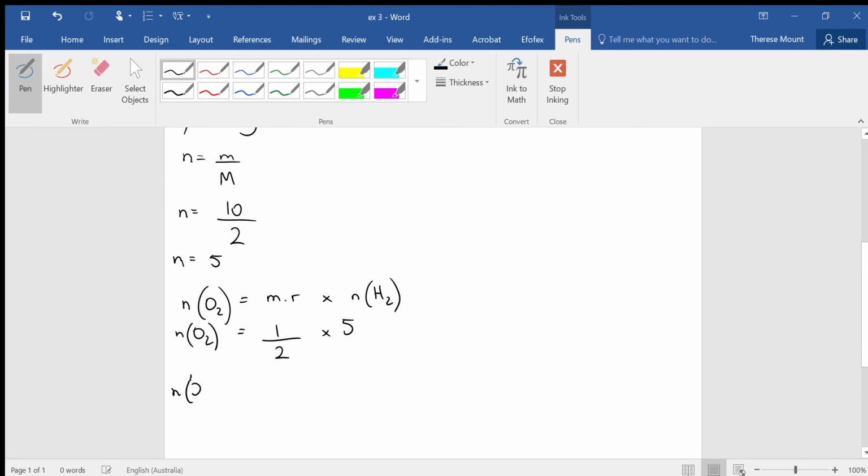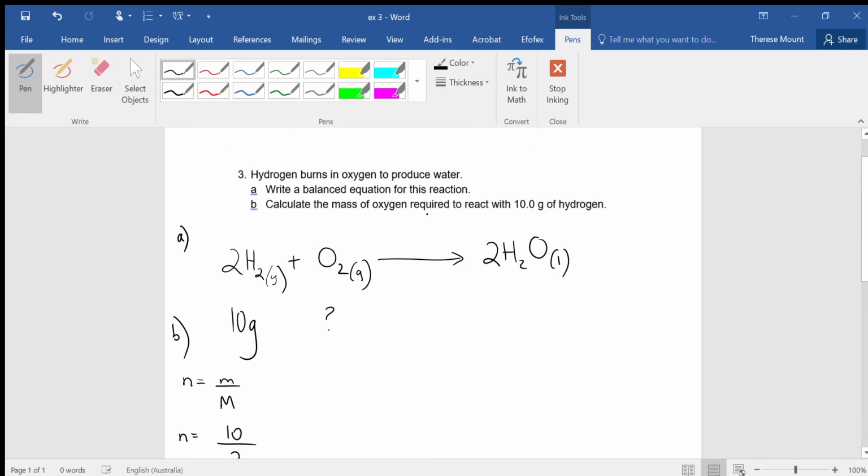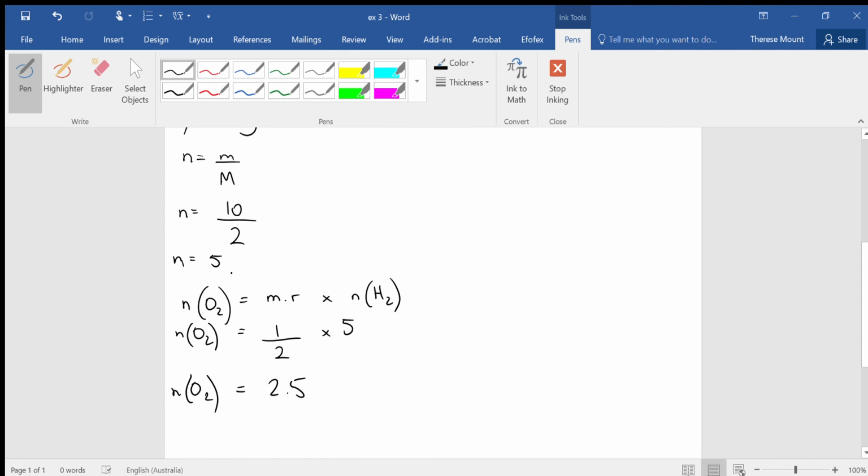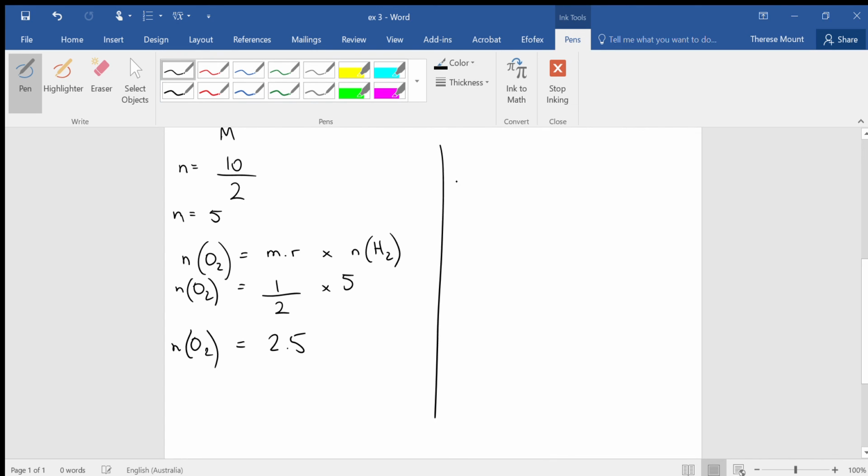So the moles of oxygen that I have is 5 times a half, which is 2.5. So I have 2.5 moles of oxygen gas, and I want to know how many grams, so what mass. So 2.5, what's the mass of oxygen in this case? I need to take the moles and multiply by the molar mass of oxygen. So mass is 2.5 times 32, which is 80.